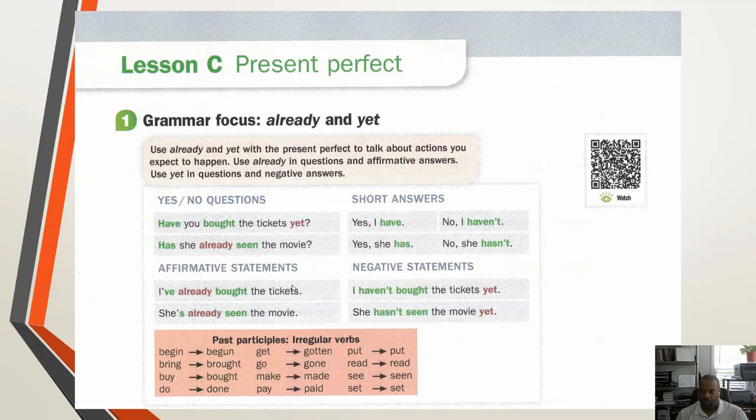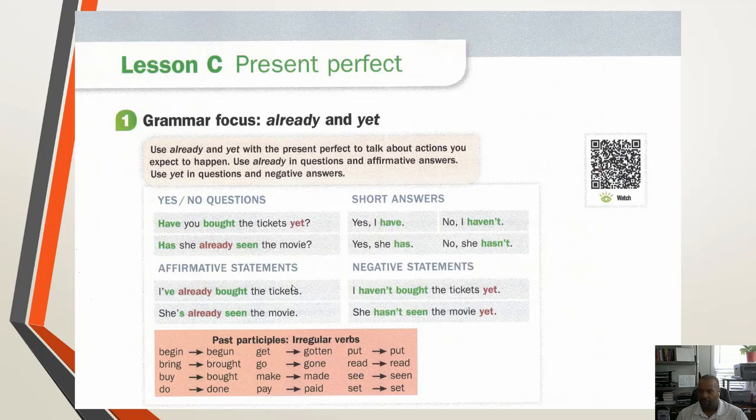past participle. Okay, so the first one is begin, begun; bring, brought; buy, bought; do, done; get, gotten; go, gone; make, made; pay, paid; put, put; read, read; see, seen; set, set.